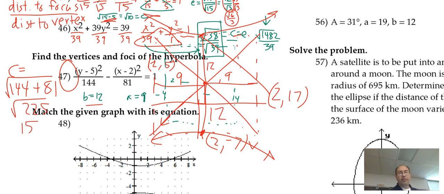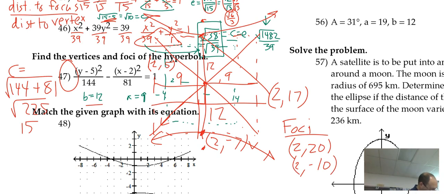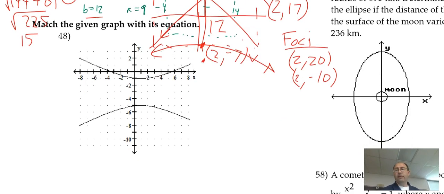So that means I'm going to go up 15 units and down 15 units. So we need one that's just 3 units. So we would have one focus at 2, 20 and the other focus, I should say foci, to be plural and technically correct at parties. There we go, foci. So 2, 20 and 2, negative 10. Okay. Man, that was rough.